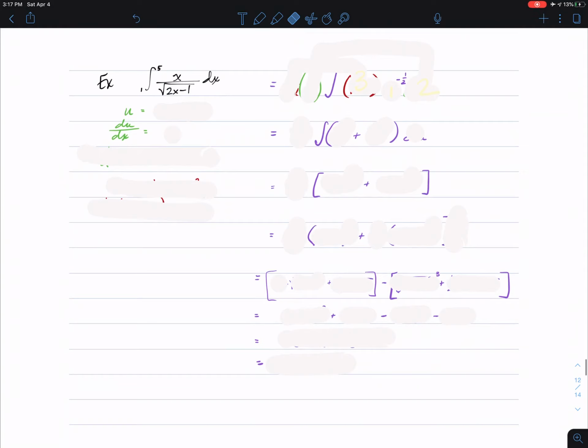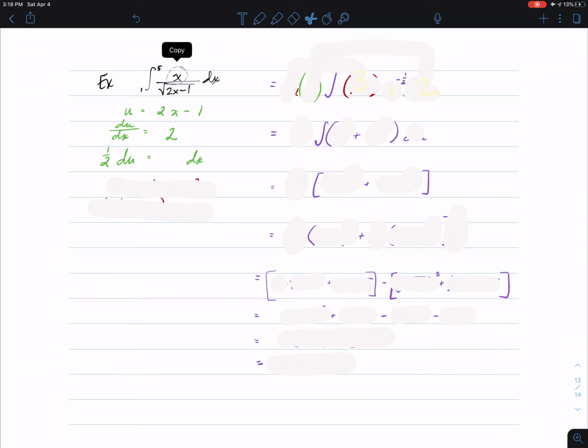All right, next example. So my u will be 2x minus 1. Derivative is 2. I don't need any 2's, so I'm going to get rid of that. That'll be 1/2 du equals dx. Now let's take a look so far. I have something to plug in for the bottom, and I have something to plug in for dx.